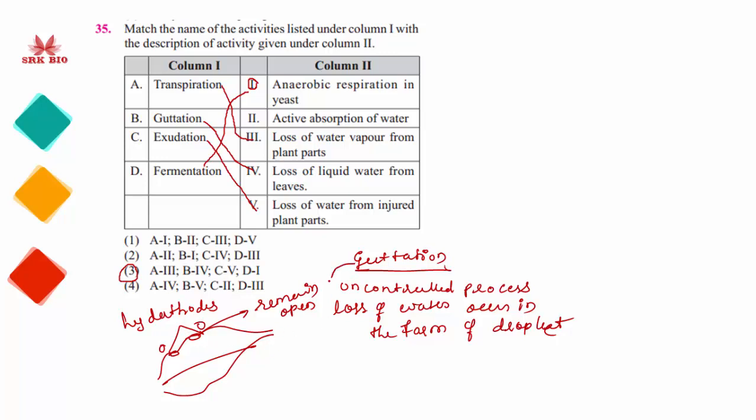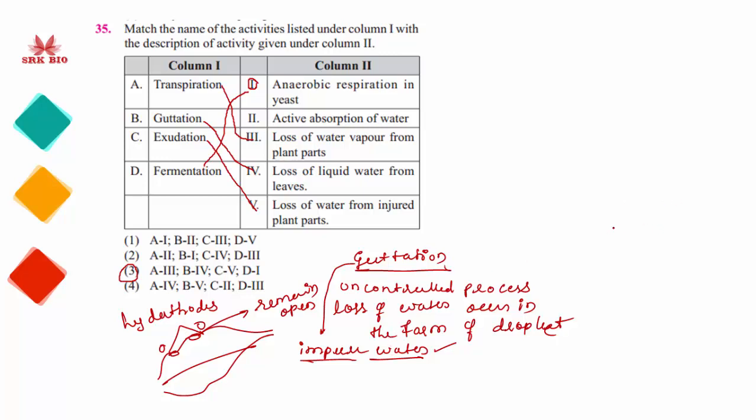Remember, during guttation, whatever water is lost in the form of droplets, it is all impure water, because it contains dissolved contents like sucrose and mineral ions. Therefore, the water lost during guttation is completely impure water.